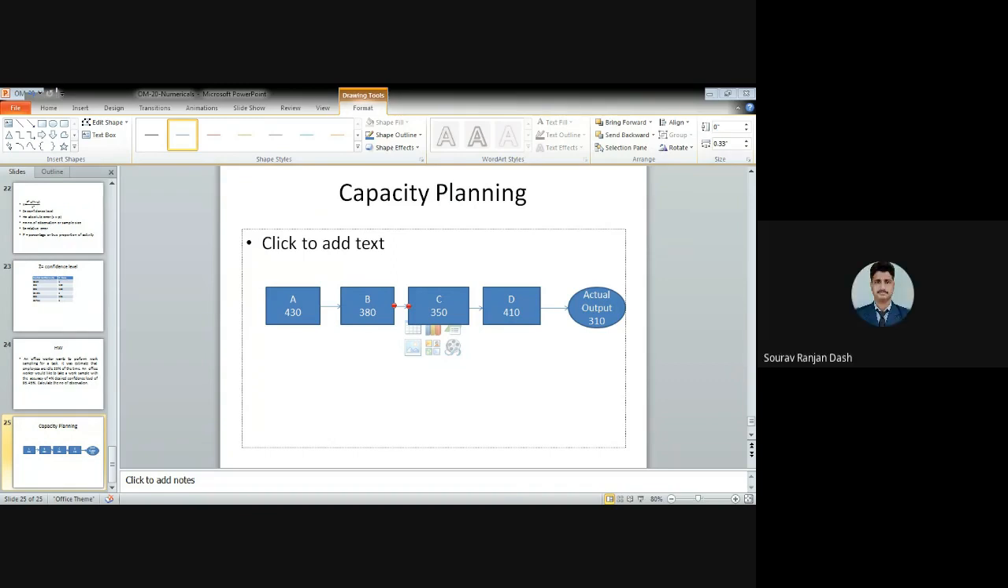In case of system efficiency, the answer is 0.78, that is 78.19%. You can use the formula in case of system efficiency, that is actual output, which is given as 310, divided by the system capacity. Is it clear? Yes, sir. Okay. Moving to solve another one.